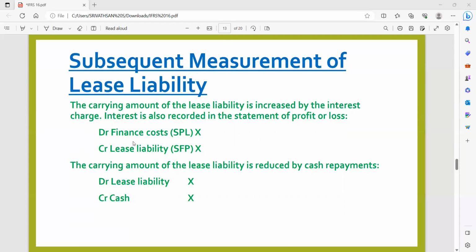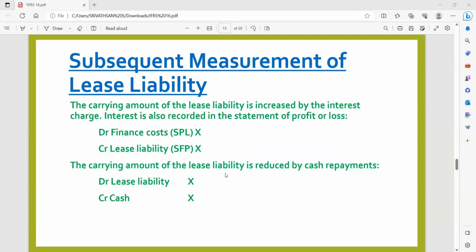You are debiting finance cost because interest is an expense. So debit all expenses, credit all incomes is the golden rule. So you are debiting the finance cost and crediting lease liability because any increase in liability should be credited.